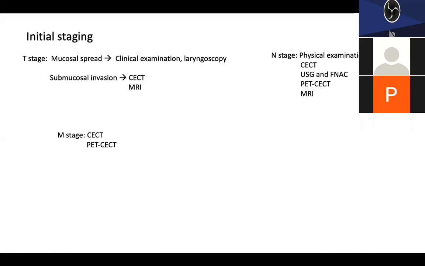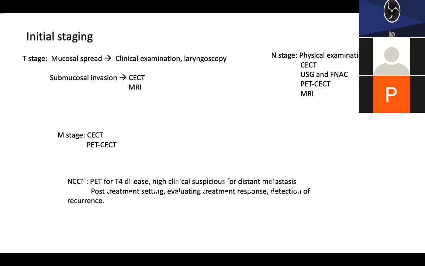Then PET-CT and MRI. PET-CT has much higher sensitivity in picking up nodal mets as compared to MRI and CT, but it has a lower specificity, especially in the Indian population. And for M staging, CT and PET-CT. What does NCCN say? NCCN says to reserve PET scan during initial staging only for T4A and B patients, or where clinical suspicion of distant metastasis is high, and also in post-treatment settings.